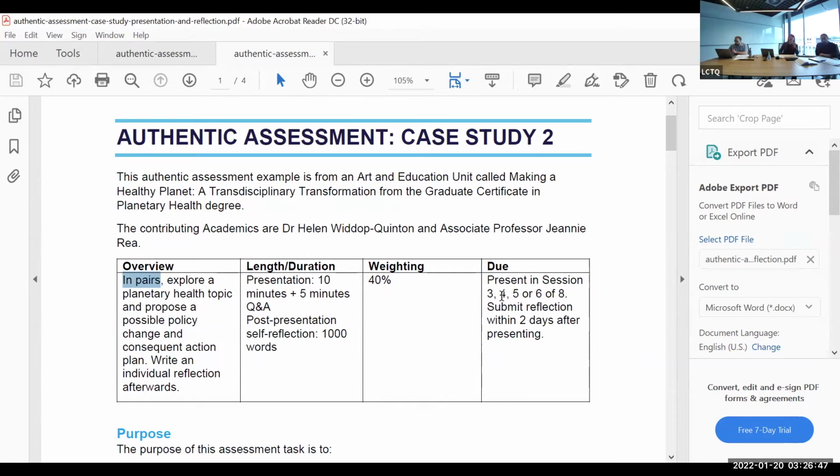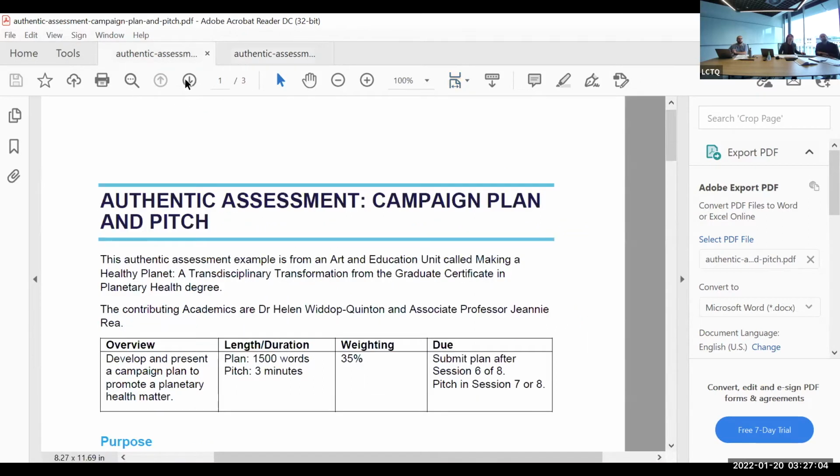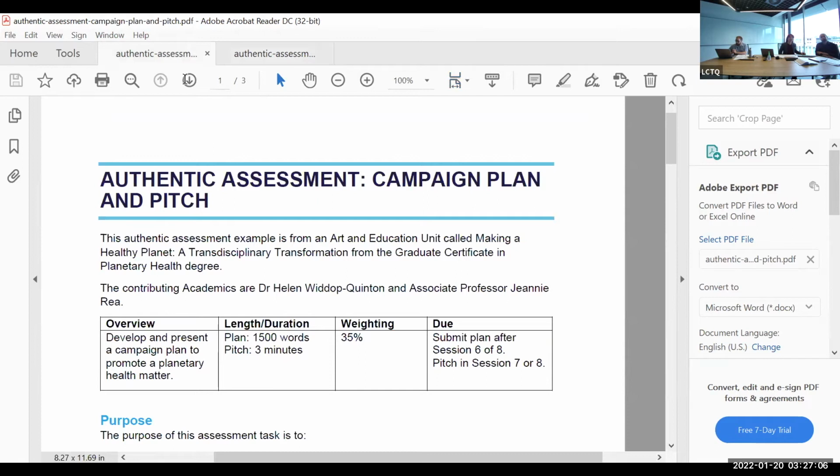The individual reflection about the presentation is unlikely to be a task that they are required to generate after they have done the presentation to an unknown generic audience. If we compare that, say, to this one, develop and present a campaign plan to promote a planetary health matter.